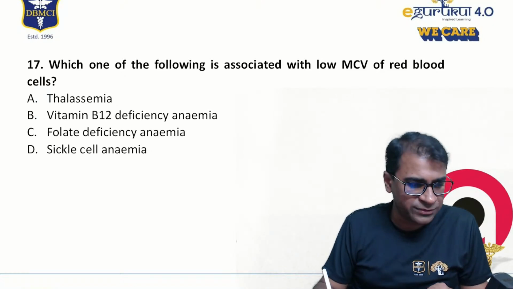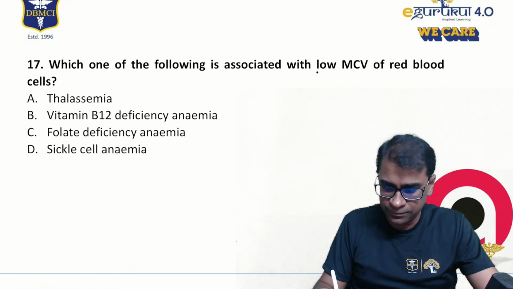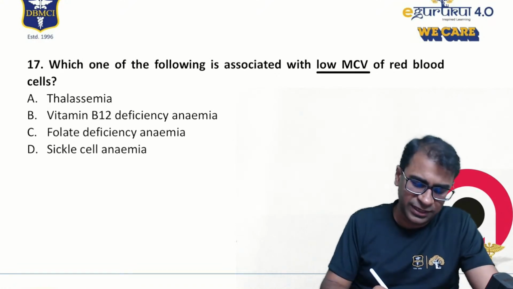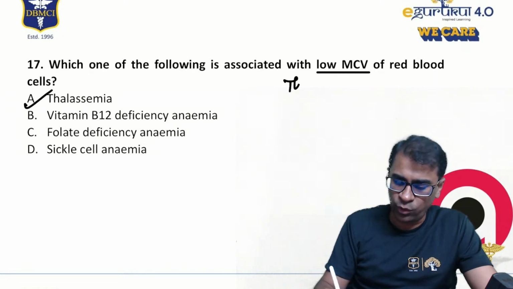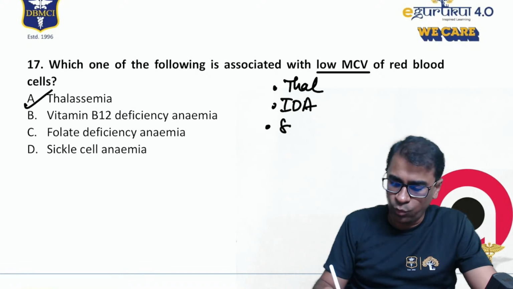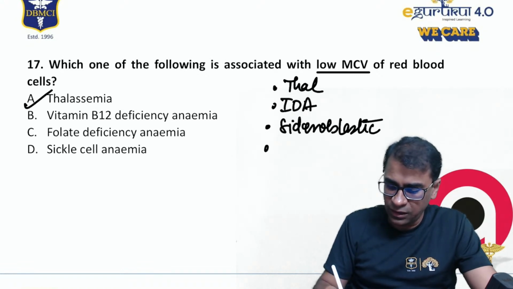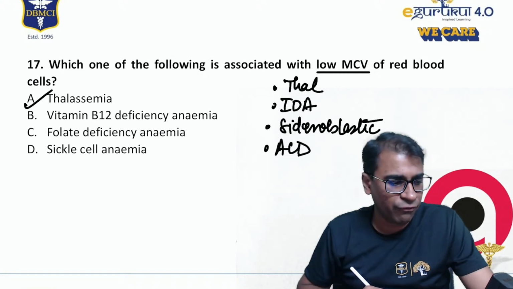Okay, so low MCV of RBC. Very simple question. Yes, the answer is thalassemia. Four conditions can cause low MCV. One is thalassemia, one is iron deficiency anemia, one is sideroblastic anemia, and one is anemia of chronic disease.